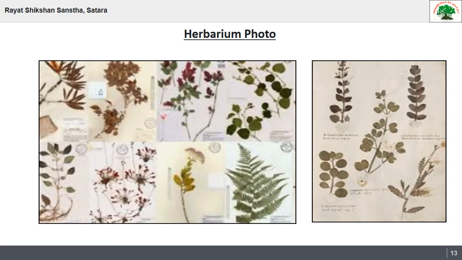In this picture, you can see a number of herbarium sheets. In the first picture, you can see the dried plant specimen.